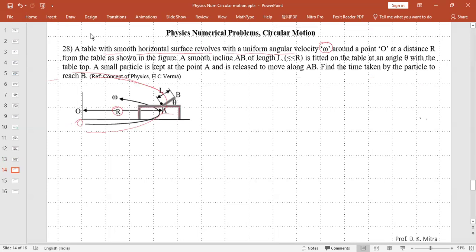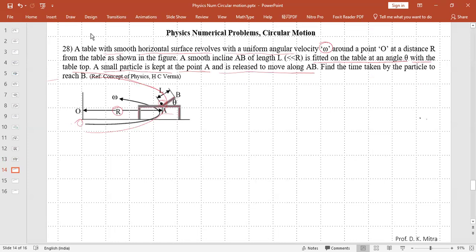The second part is a smooth incline AB of length L, where L is very small with respect to R, fitted on the table at an angle theta with the tabletop. A small particle is kept at the point A and released to move along AB.